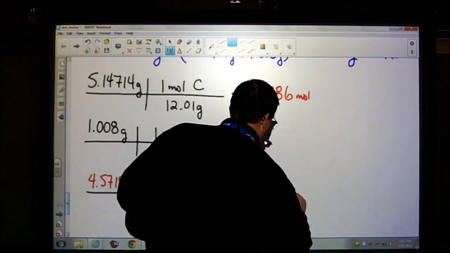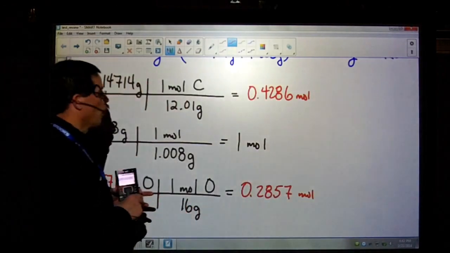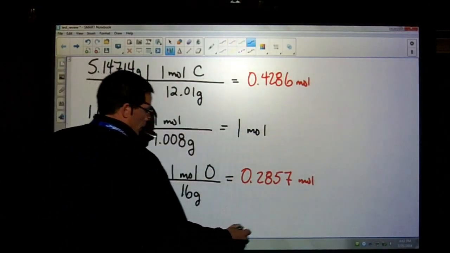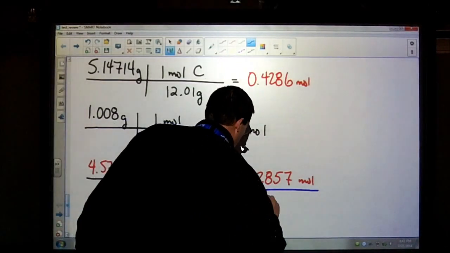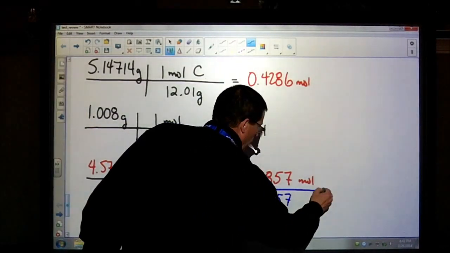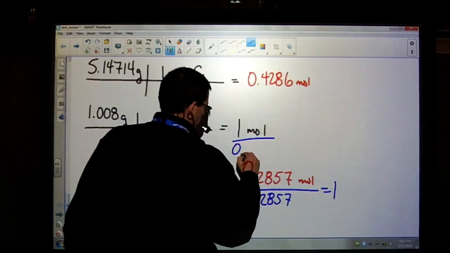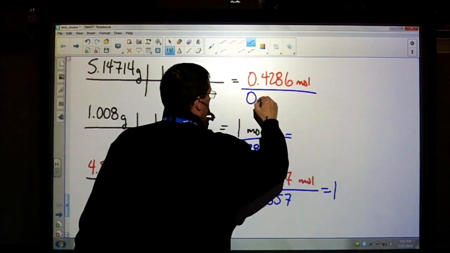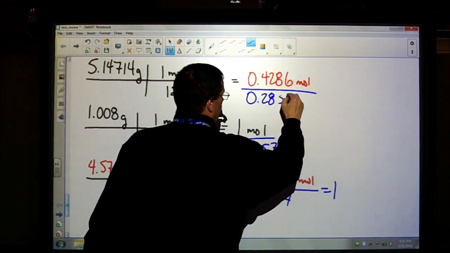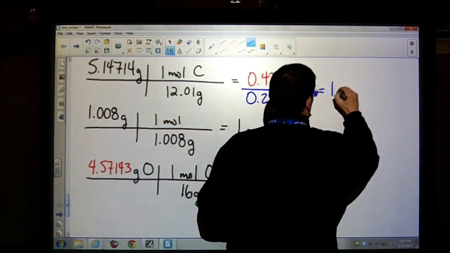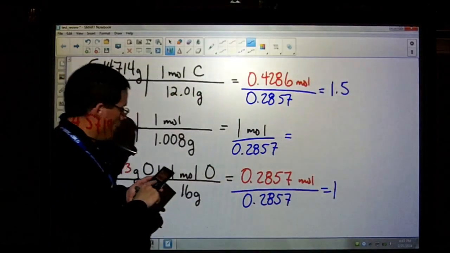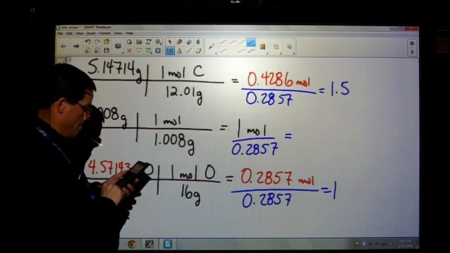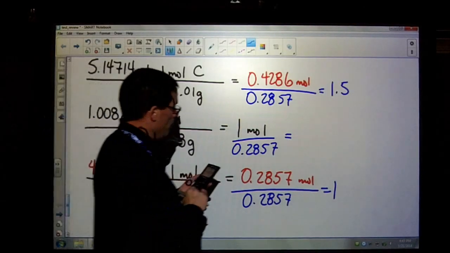5.7 moles of that. Okay, so we need to ask ourselves, which one's smaller? It appears that the oxygen is the smaller value, so 0.2857. Well, that's a one. 0.2857, good number there. 0.2857. So this one is 1.5 exactly. Let's do 1 divided by, and that one is 3.5.